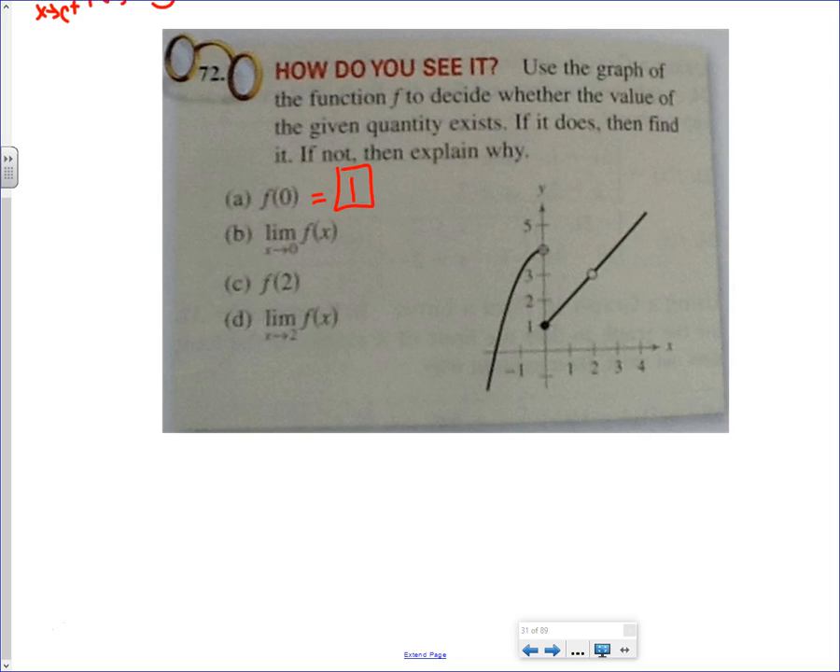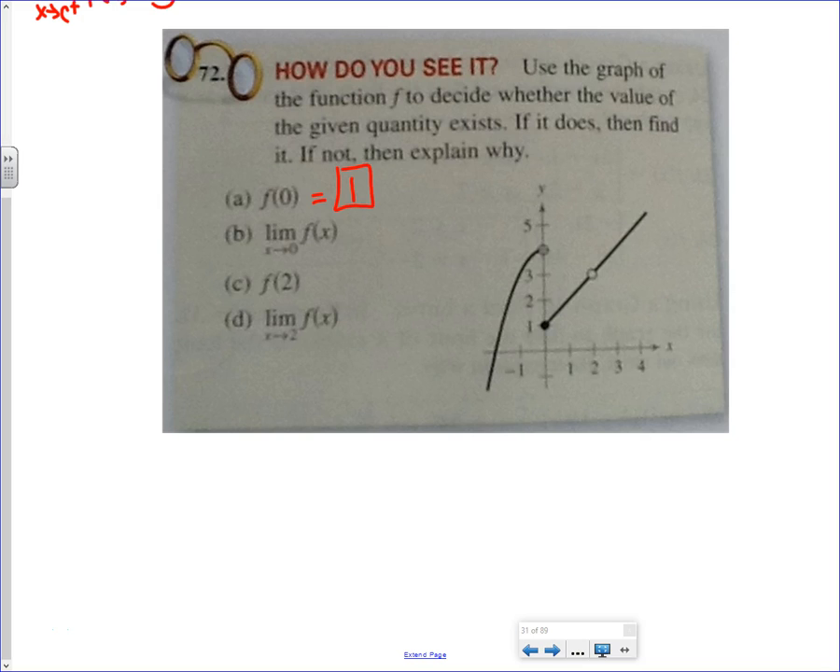Where's the filled in circle? What is the y value when x is 0? Not that. That. Right there. 1. Have you guys got it right? There's no limit. It's just f of 0. It's just an at. Yes or no? Oh, you're just solving.